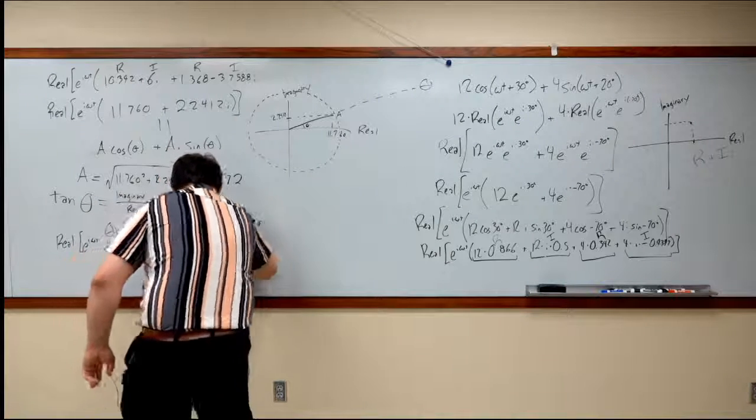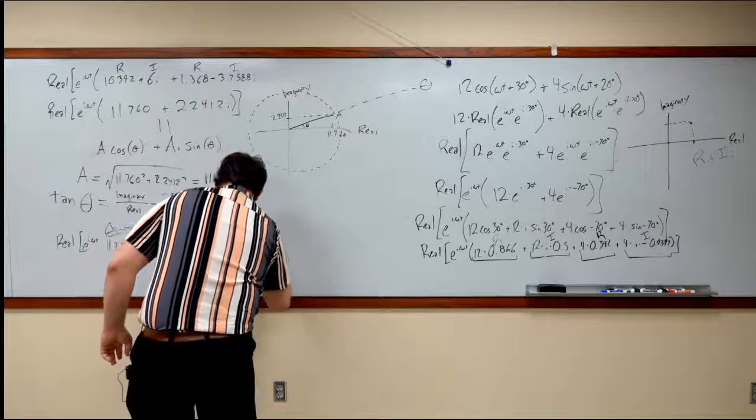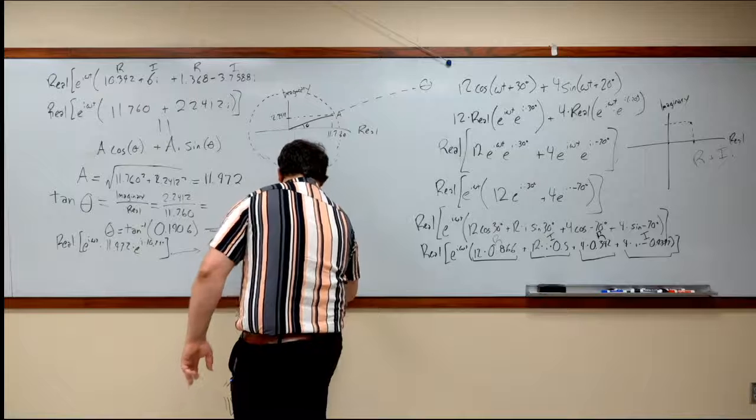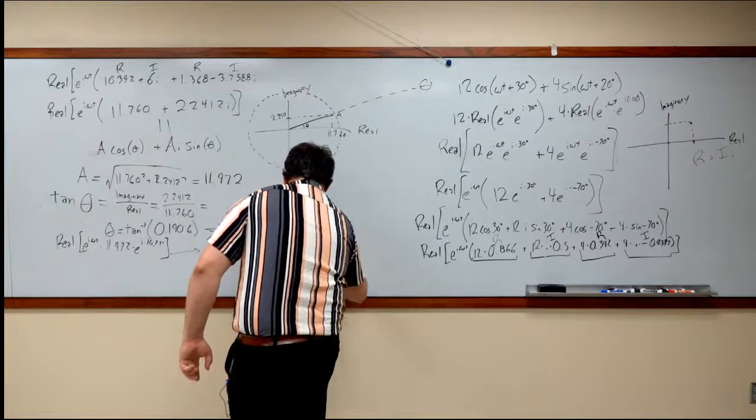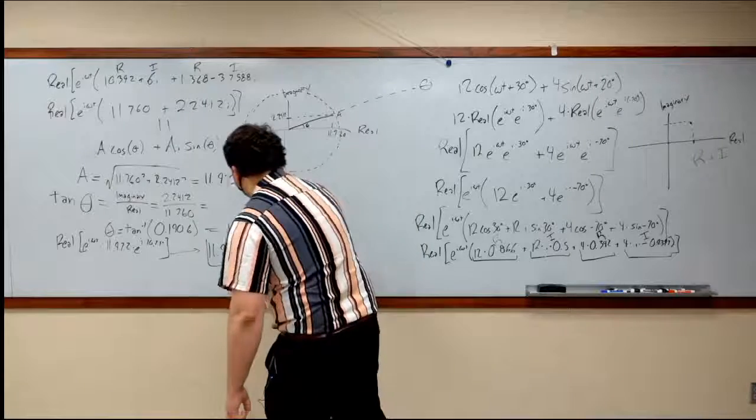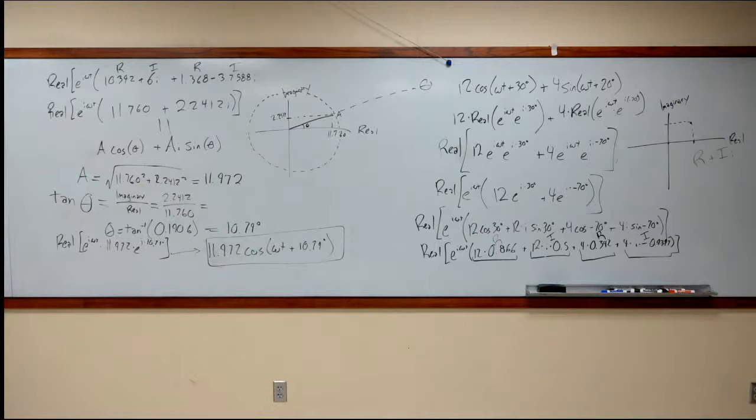11.972. Write this so it's readable. Cosine of omega t plus 10.79 degrees. That was gross. Let's not do that. That is the right answer.